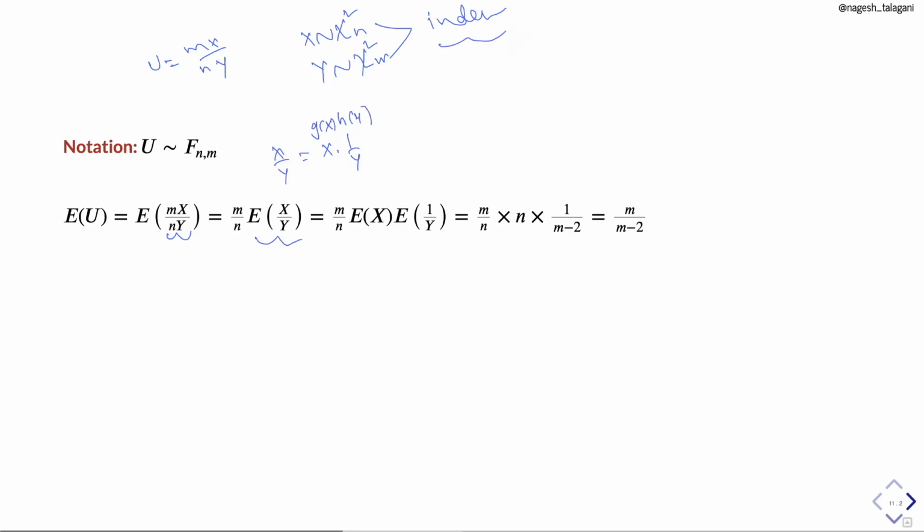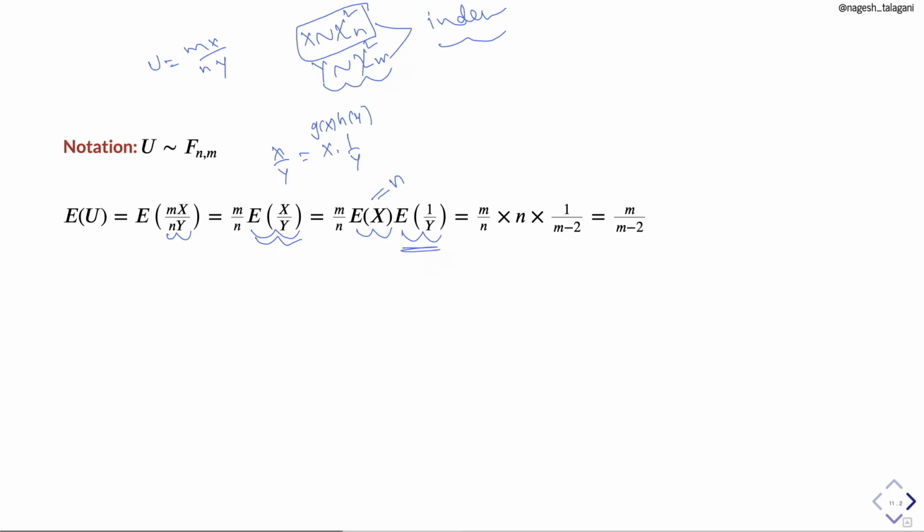Since x and y are independent, the expectation of g of x times h of y must be the same as the expectation of g of x times the expectation of h of y. That's why I can write the expectation of x by y as the expectation of x times the expectation of 1 by y. Since x is a chi-square random variable with n degrees of freedom, the expectation of x is equal to n. Now y is a chi-square random variable with m degrees of freedom.